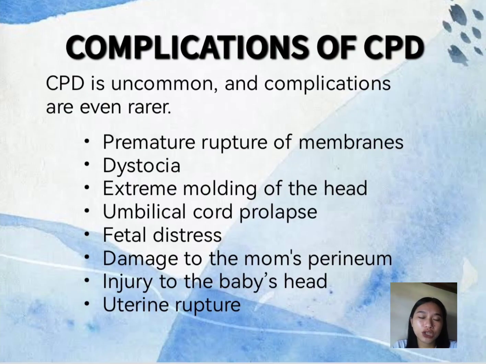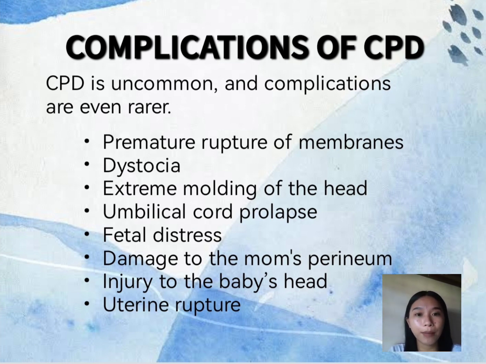Next, we have the complications of CPD. CPD is very uncommon and complications are even rarer. First, we have premature rupture of membranes, dystocia, extreme molding of the head, umbilical cord prolapse, fetal distress, damage to the mother's perineum, injury to the baby's head, and uterine rupture. Those are the things that could happen when our patient, the mother, develops CPD or cephalopelvic disproportion.